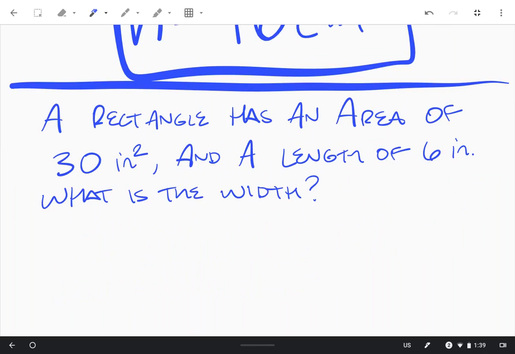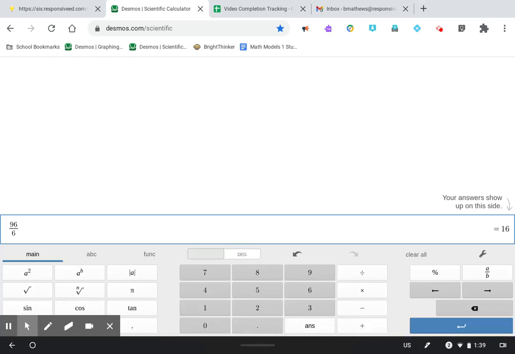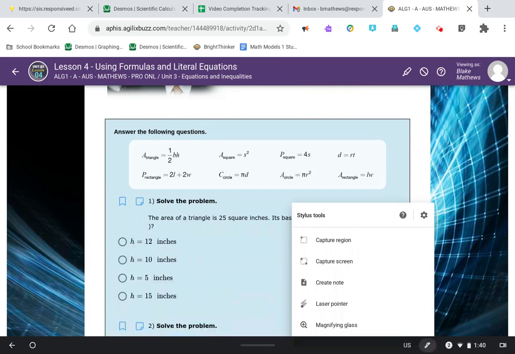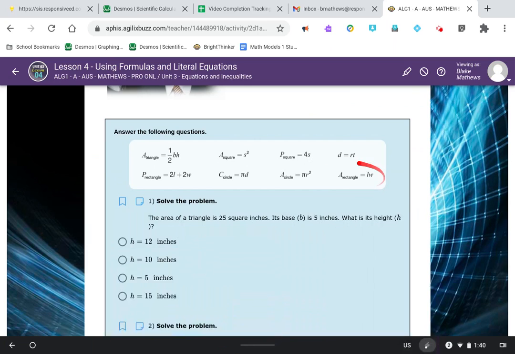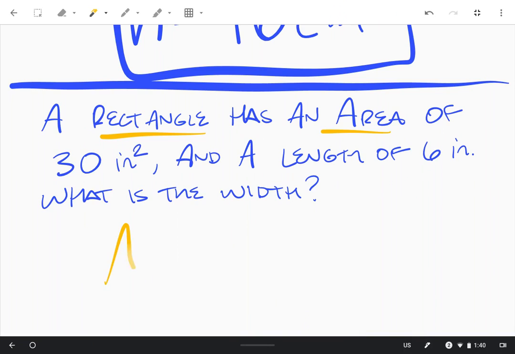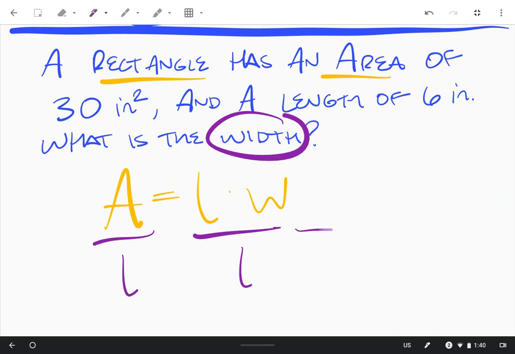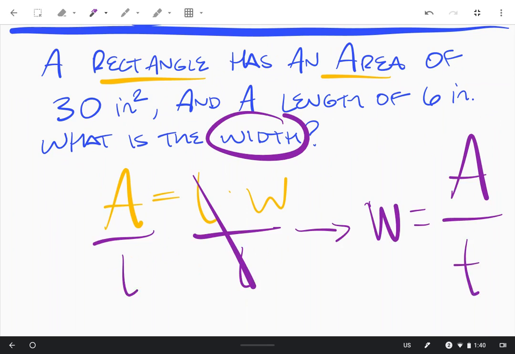Okay, we clearly are looking at rectangle area. So we hop over to our lesson, and jumping over here, I see that rectangle area is right here. Area equals length times width. So I hop over here. Area equals length times width. I know that I'm looking for the width, so I'm going to solve this for W. So I divide both sides by L, and I get that W equals area divided by length. Oops, not T, L.